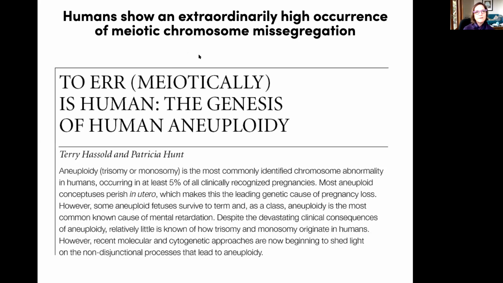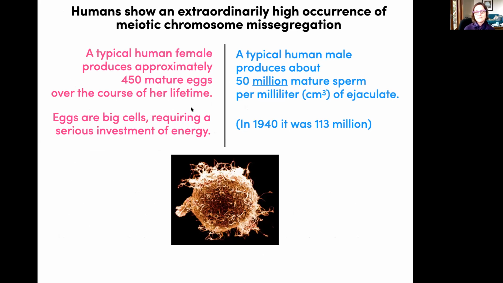So we do not understand why, but human meiosis is particularly error prone. This is a very often cited review. It's now almost 20 years old and talks about the prevalence of meiotic non-disjunction and how it arises, which is still kind of mysterious. One thing that is mysterious is that there's a strong sex skew in where it happens.